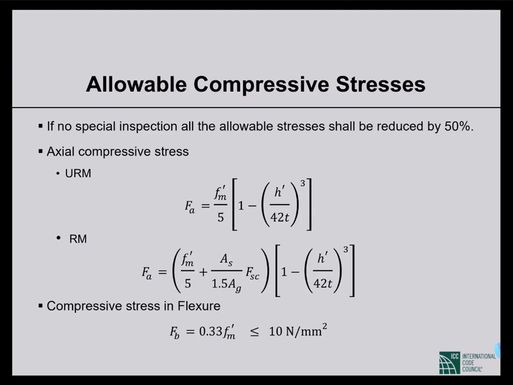So if our slenderness ratio is high, then the allowable stress is reduced cubically. So that is very important. For reinforced masonry, the same formula is used, but only the stress carried by the reinforcement is added here. Since we multiply this FA with the gross masonry area, that's why in the second term, the gross masonry area is divided in the formula. Actually, we multiply FA with the gross masonry area to get the allowable force in case of reinforced masonry.